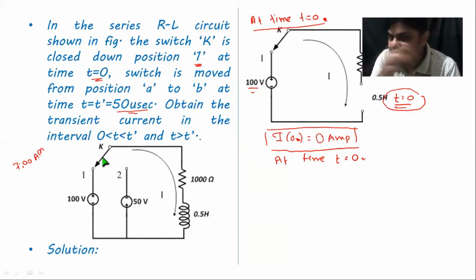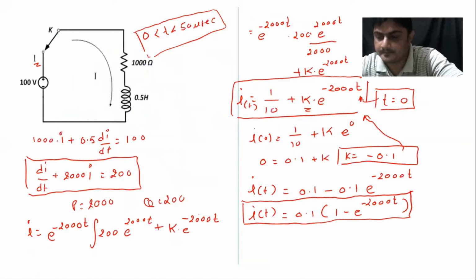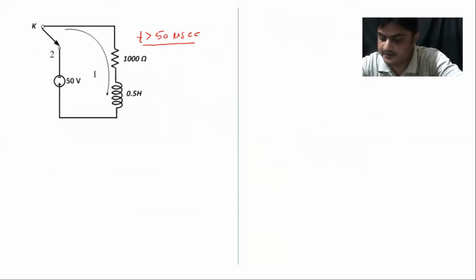Remember, most of the time you change the switching position from 1 to 2 at t equal to 0. Now at t equal to 50 microsecond, you are changing from position 1 to 2, and within 50 microsecond your inductor is not fully charged. Remember, this is the most important point that you must remember in this particular case.